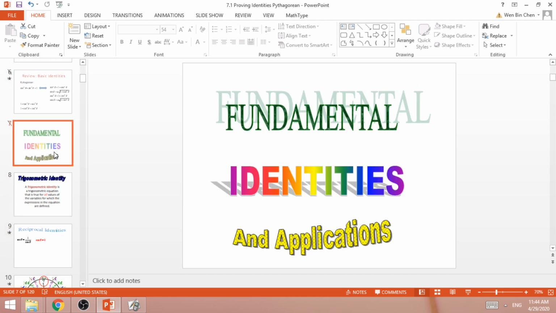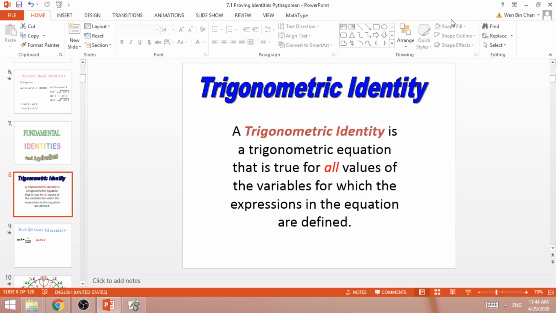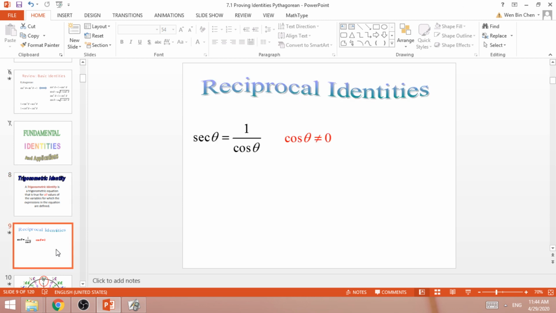Now let's find out what that means: fundamental identities and applications. A trigonometric identity is a trigonometric equation that is true for all values of the variable for which the expressions in the equation are defined. Let's say we have secant of theta equals 1 over cosine of theta. But one thing I need to realize is that cosine of theta cannot be 0, because that would be undefined.